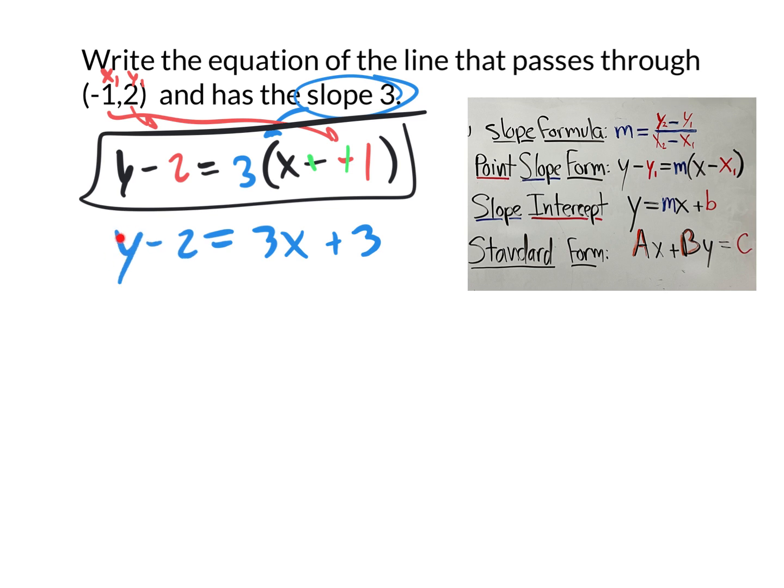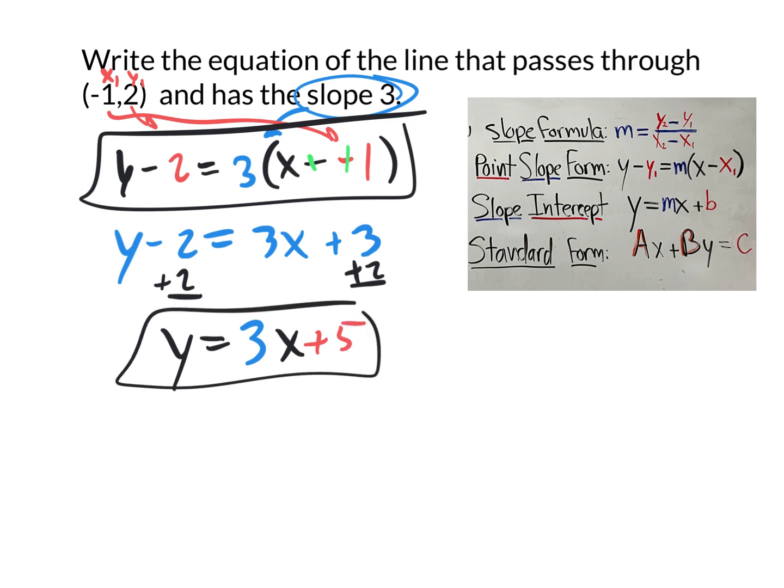You almost have y by itself. All you have to do is get rid of that minus 2 by doing the opposite of minus 2. Plus 2, plus 2. Here you go. Y equals, the slope is 3 with an x, and the b value is plus 5. There's your slope-intercept form equation.